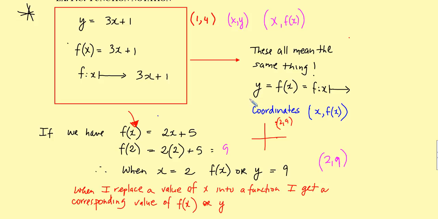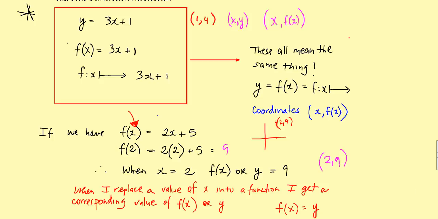So what does that exactly tell me? It tells me that when I substitute in the value for x as being 2, the corresponding value of y is going to equal 9. So on the graph, when I substitute 2 for x, the y comes out to be 9. So when I replace a value of x into a function, I get the corresponding value of f of x, or y. Remember that f of x is the same thing as saying y.